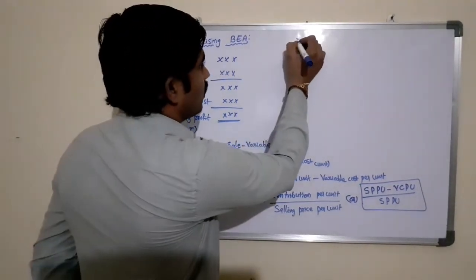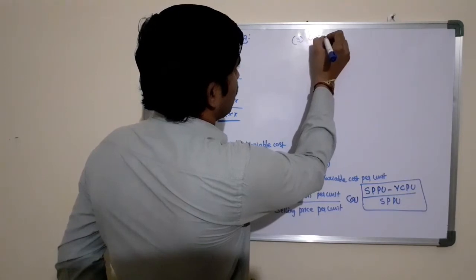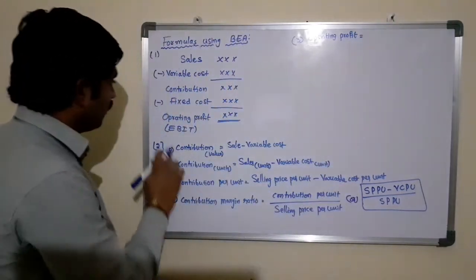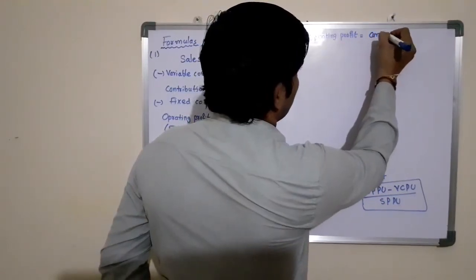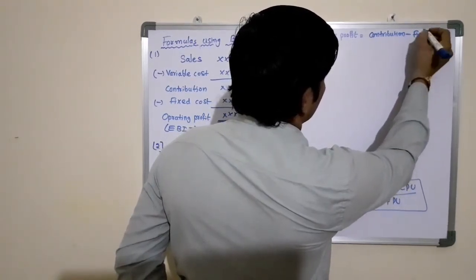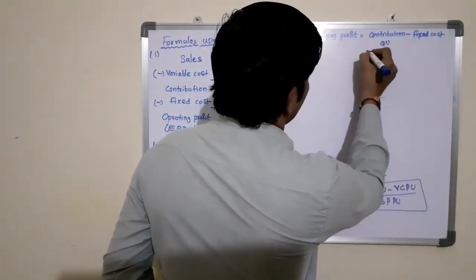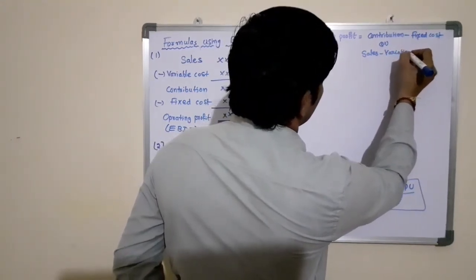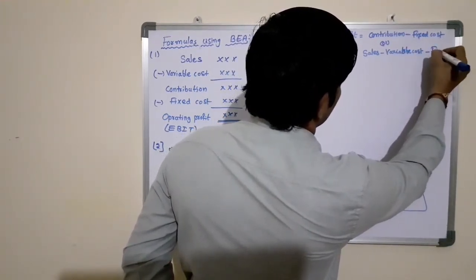Next, third one is operating profit. Operating profit equals, from the given statement, contribution minus fixed cost. Contribution minus fixed cost. Or what is contribution? Sales minus variable cost, then minus fixed cost.